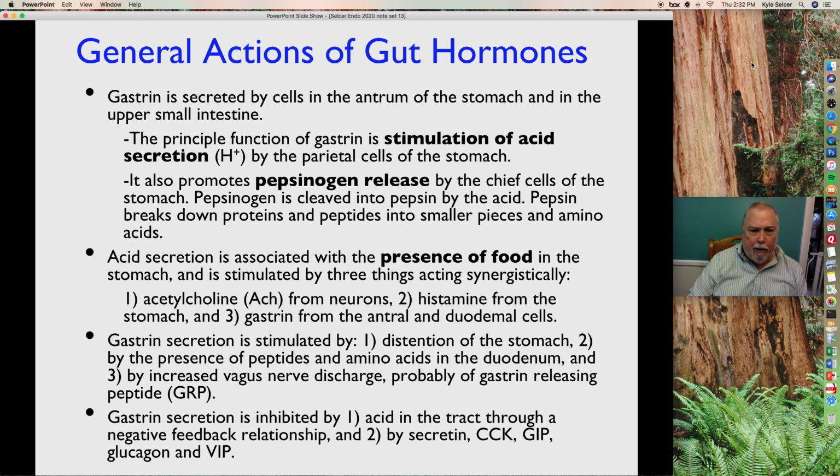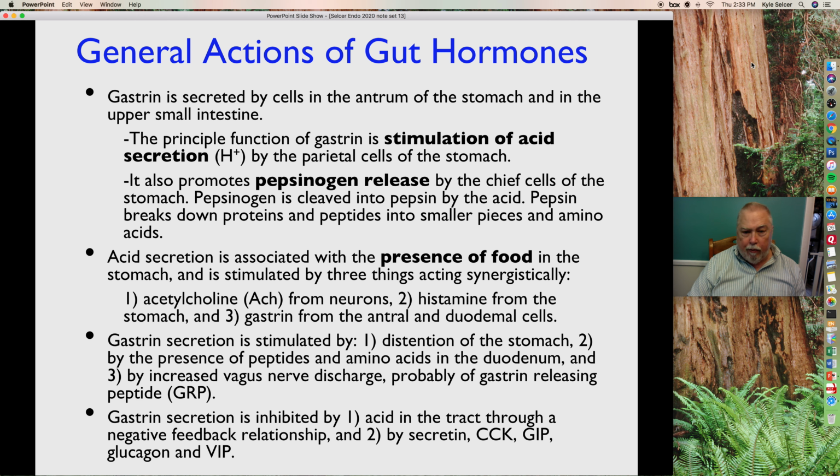Histamine from the stomach. There are cells in the stomach that produce histamine, and histamine is going to be involved in acid secretion. And then gastrin from the antral and small intestinal duodenal cells. The three together are going to act synergistically to create your acid that goes in the stomach.